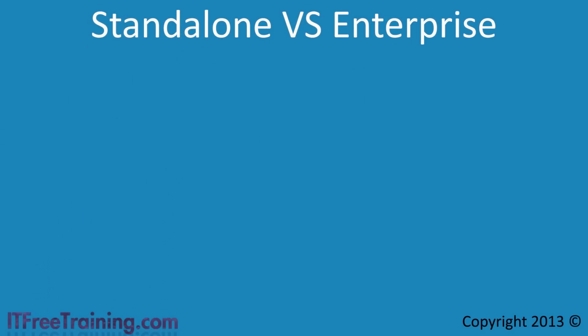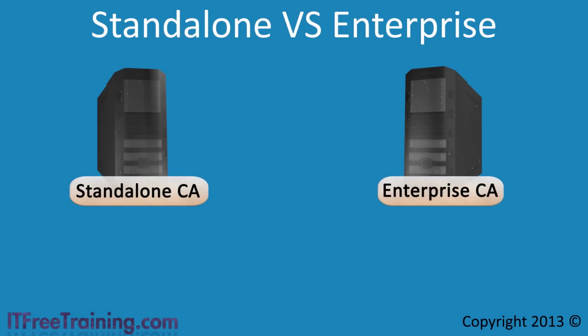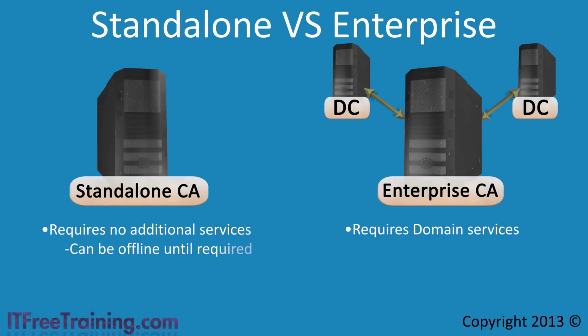As stated, this video will look at the differences between a standalone CA and an enterprise CA. At its simplest level, the enterprise CA requires domain services and thus must be a member of the domain. The standalone CA does not require any additional services to operate. Normally, for this reason, a standalone CA will be installed on a server that is not a member of the domain. It could be installed on a member server if required. In most cases, it will not be because being standalone gives you the option to take the server offline and start it only when required.